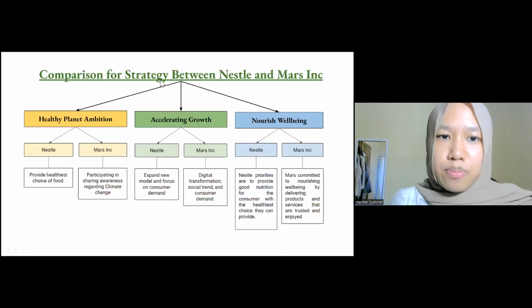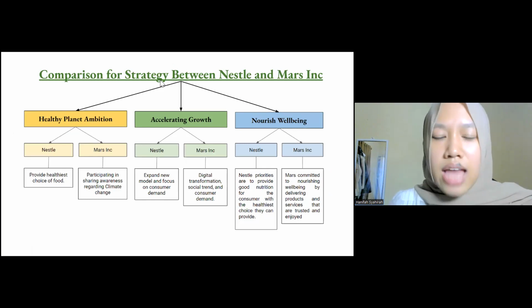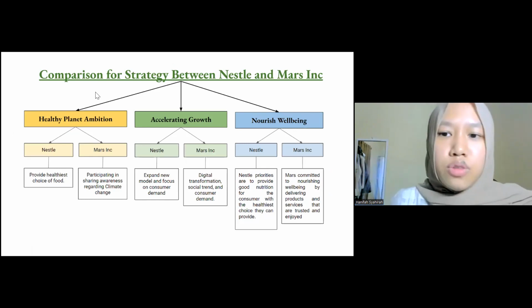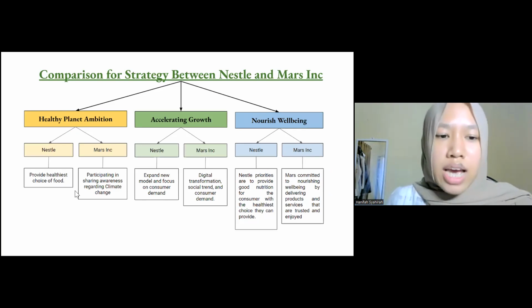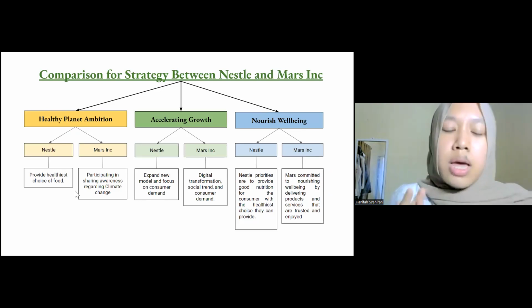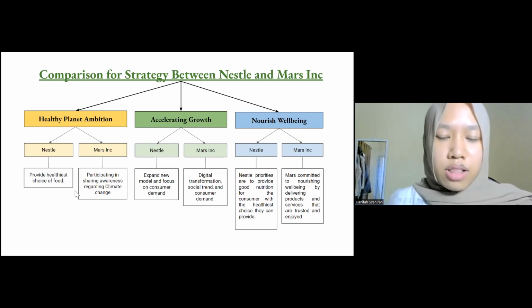And this is step 3, the comparison of strategy between Nestle and Mars Inc. and how they compete together. The first is the healthy planet ambition. For the healthy planet ambition, Nestle is more likely to focus only on providing the healthiest choice of food. But Mars Inc. is participating and sharing awareness regarding climate change.